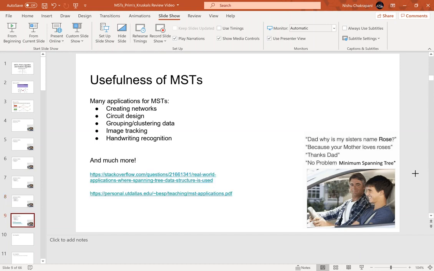If you want to read more about that or more about them in general, I've put a couple links here, or you could just do some research on your own. It's pretty fascinating. But the point is, MSTs are really, really useful in real life, and that's why there are so many algorithms devoted to finding them within a graph. We're just talking about two in this class.